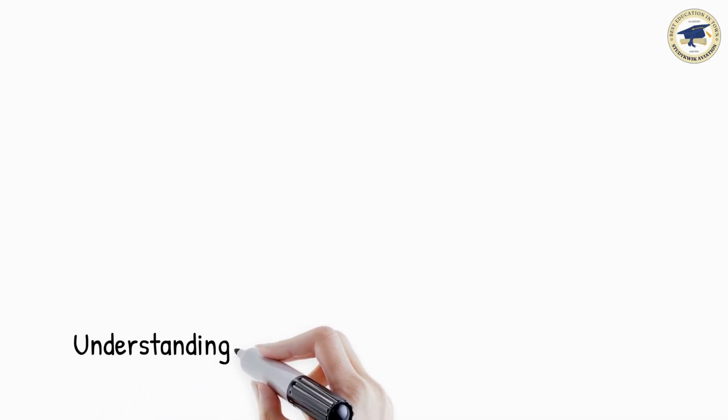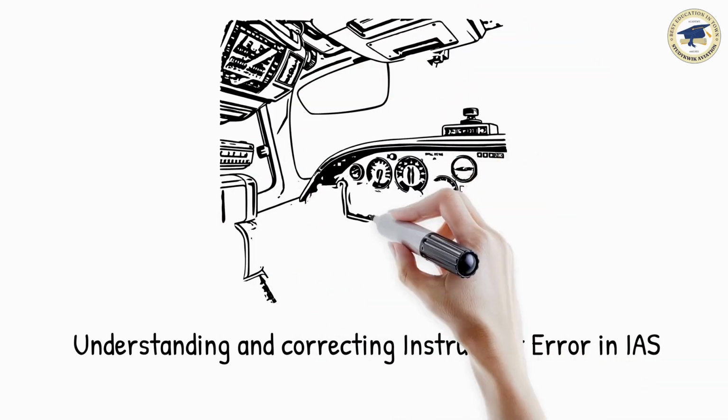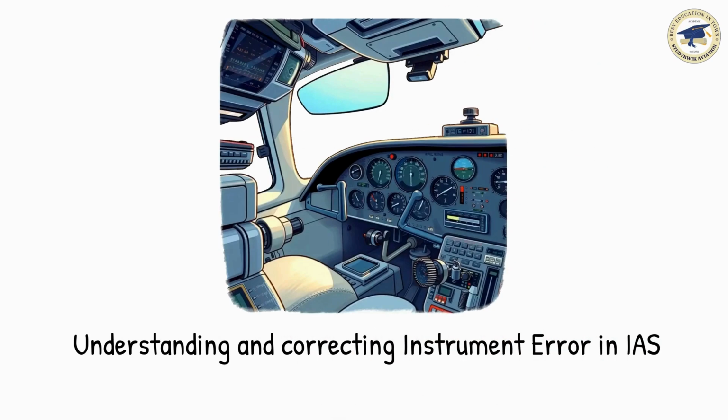The first error is instrument error. This happens because of imperfections in manufacturing, friction, or play in the moving parts. Even tiny flaws cause the pointer to read slightly off. Under laboratory conditions, instruments are checked against a reference instrument, and correction cards are produced. So, correcting IAS for instrument error is our first step.